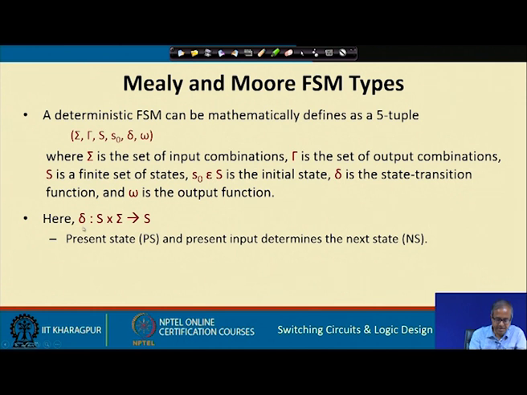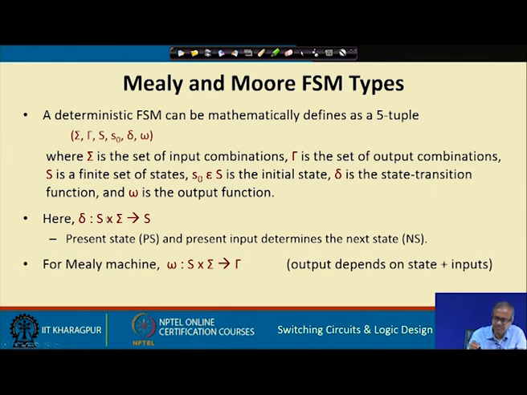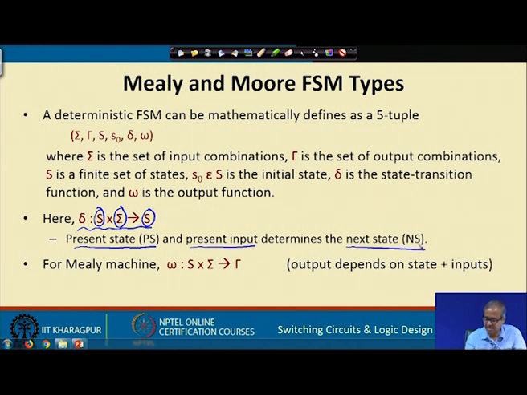So, delta can be mathematically expressed like this. Given a state and given an input from the input alphabet, it determines the next state. In function notation, you specify it like this: the present state, in short PS, and the present input from the alphabet, determine the next state NS.